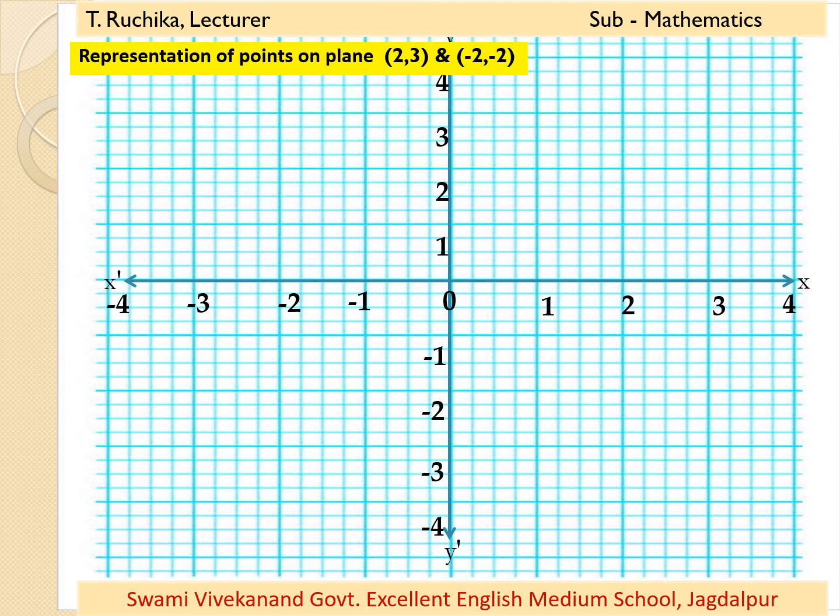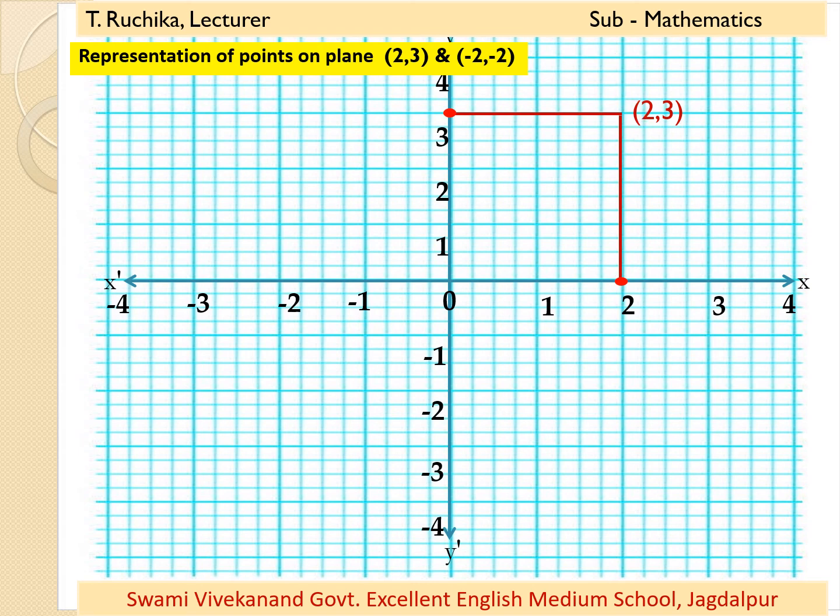Now we have a graph on the screen and we have to allocate these points on the graph or on the plane. The 2 points are (2, 3) and (-2, -2). First of all, (2, 3) we'll see. 2 is positive x and 3 is positive y. So we'll draw two straight lines from 2 and 3, and the point of intersection of these two lines will give the point (2, 3).